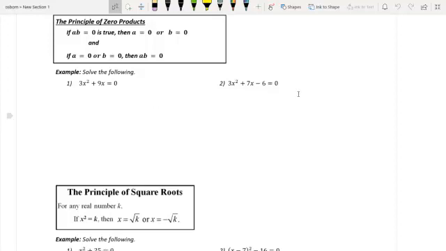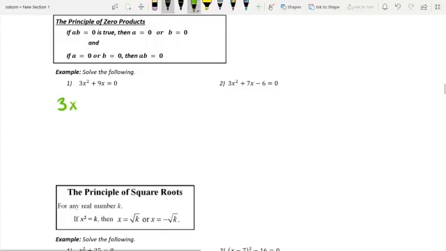The first example says solve the following. You have 3x squared plus 9x equals 0. Now to solve this type of equation, what we want to do first is factor out our greatest common factor. So here I should see I can factor out a 3 from each term as well as an x, so I can factor out 3x.